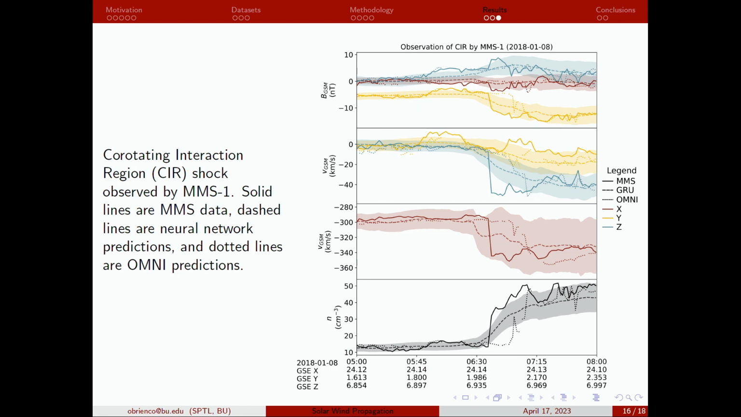Additionally, you can evaluate time series, and this is where it's interesting to see the outputs of these models. So here you can see MMS data in a solid line for this co-rotating interaction region shock that was observed, where a fast solar wind stream interacted with a slow solar wind stream. So ground truth is in solid. Our neural network outputs are in the dashed and shaded regions there. And then the Omni predictions are in the dotted line. What you can see is for quiescent solar wind here, our values are fairly stable, match fairly well, and are within the uncertainty bounds.